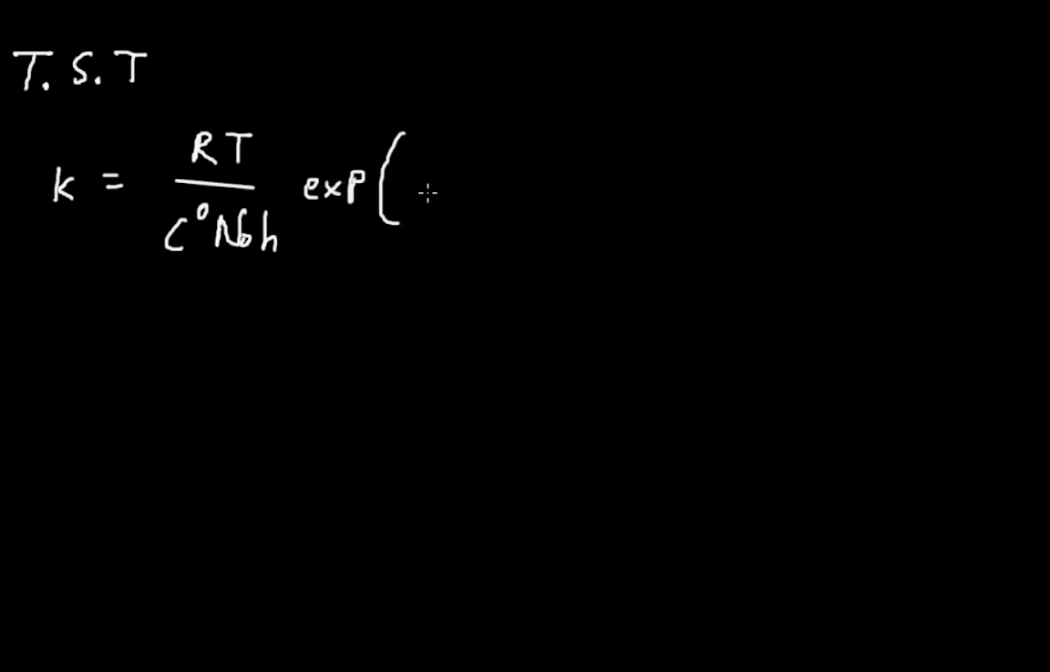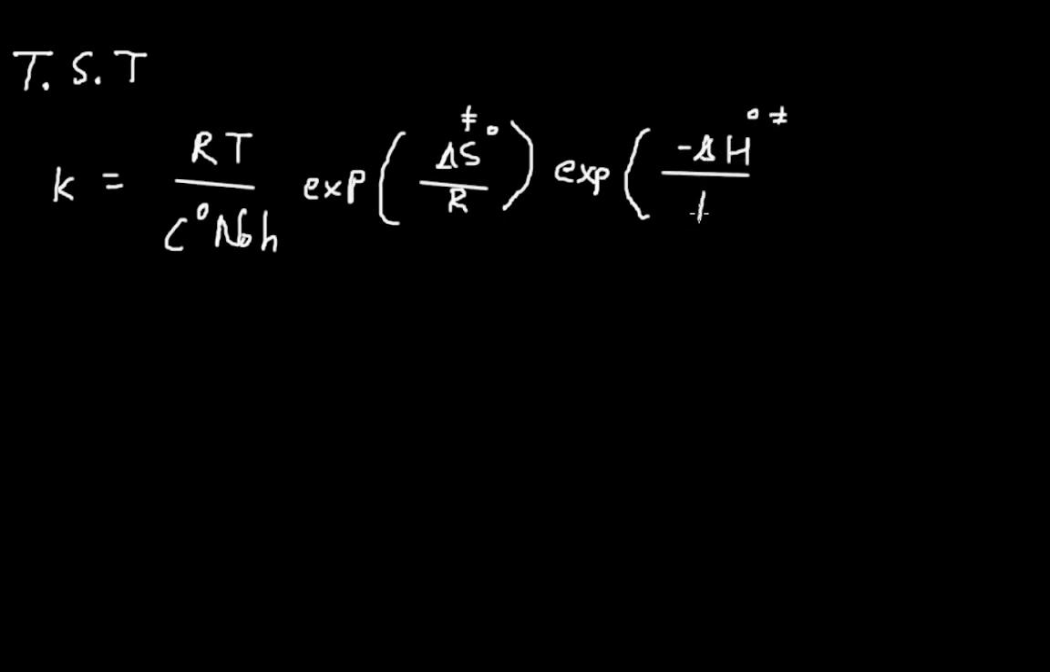Now what will be the equation for activated complex theory or transition state theory? I will just put it as TST. For TST, K is equal to RT by C naught N naught h, exponential delta S naught by R, exponential minus delta H naught by RT. Okay, so this is your expression from transition state theory.